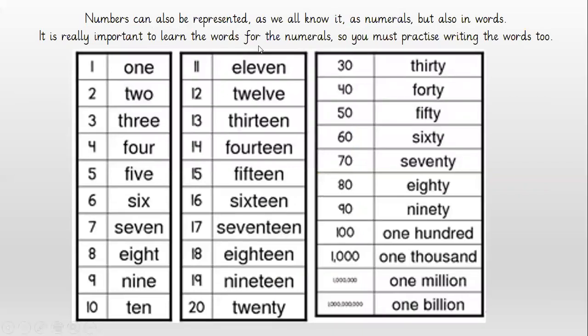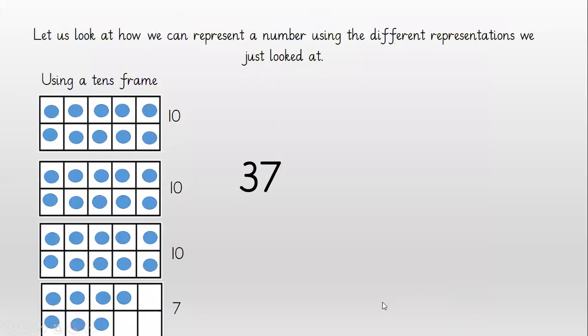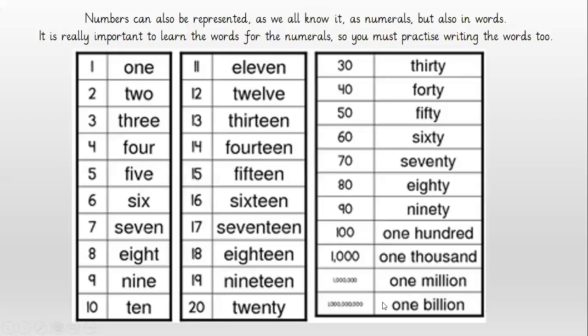And numbers can also be represented as we know it as numerals. These are numerals. But we can also represent it as words. It's really important for you to learn the words of all the numerals. Write it down, practice the spellings. I've also included on this sheet 1,000, 1 million, and 1 billion. And that's just for interest, so you can see how many zeros we have in those numbers. You can practice writing them too.